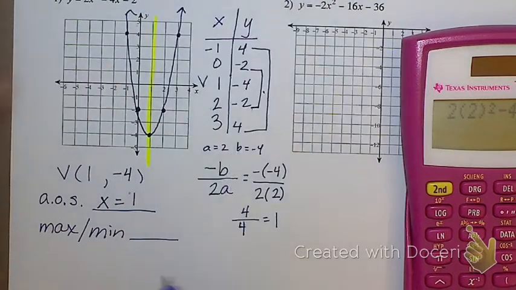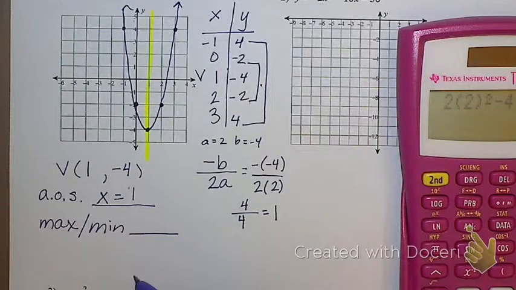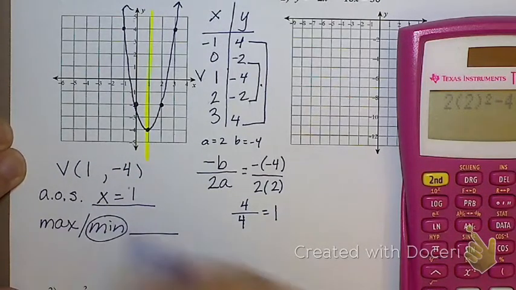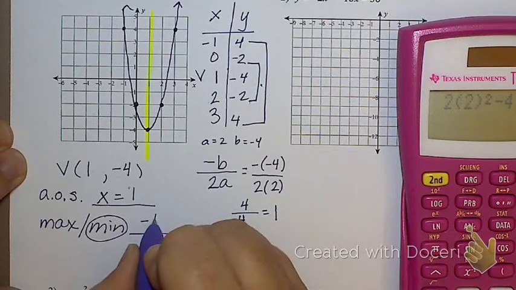Now I should be able to answer the max-min question. Does it have a maximum or a minimum? It has a minimum. And what is that minimum value? Negative 4.